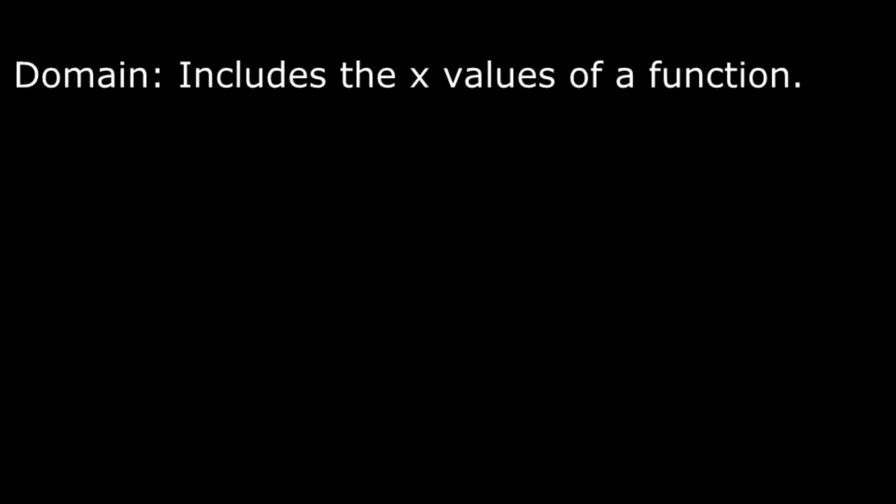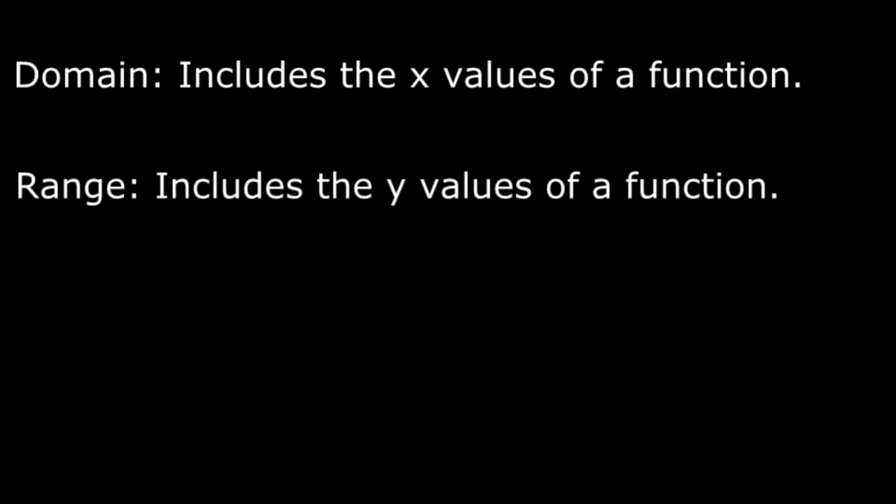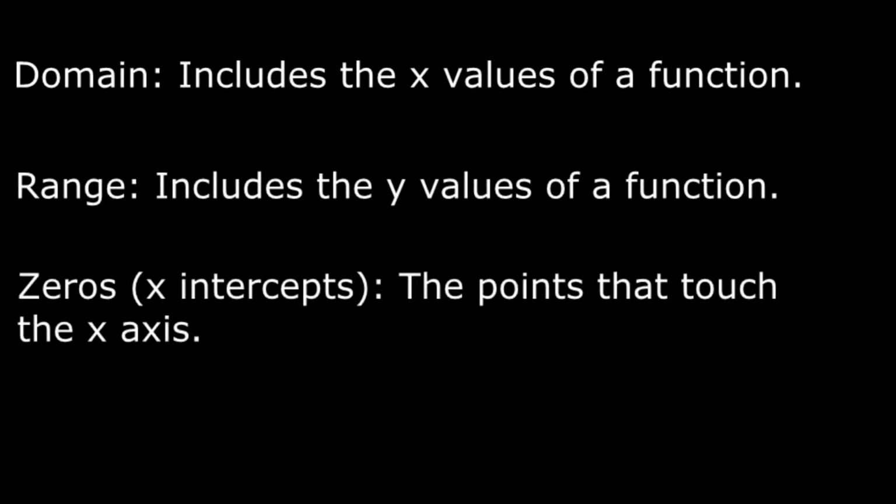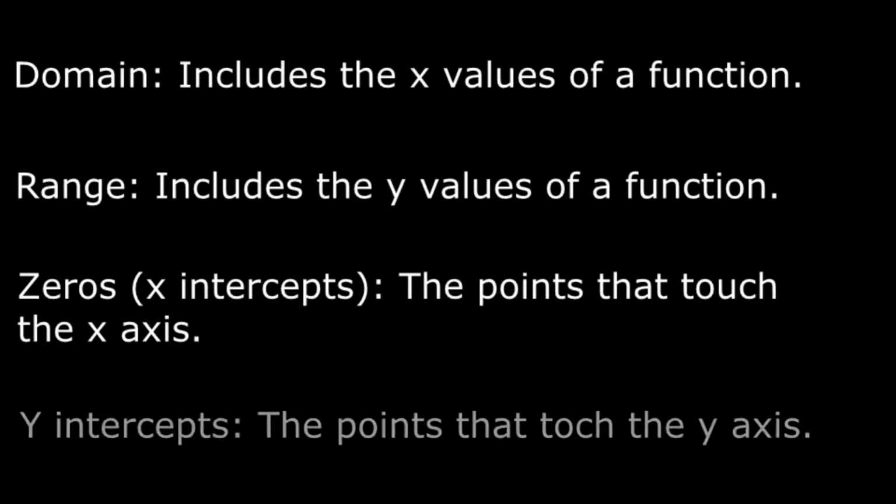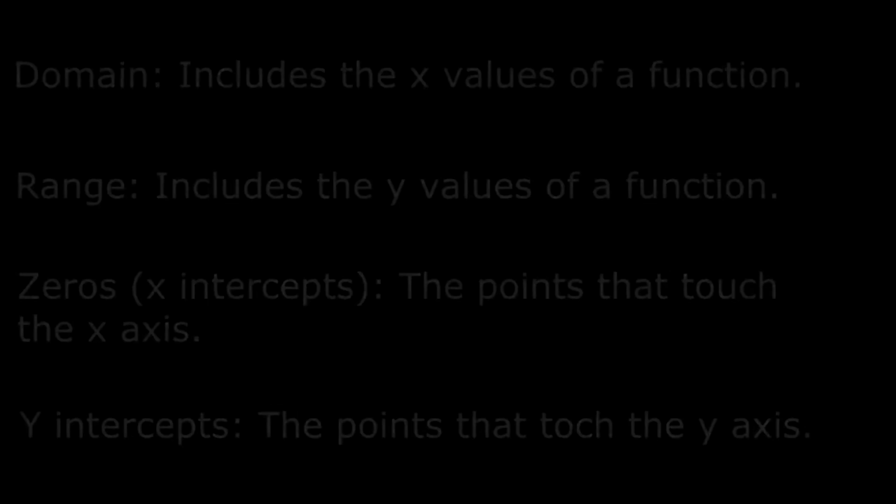The domain includes the x values of a function. The range includes the y values of a function. The zeros, or x-intercepts, are the points that touch the x-axis. The y-intercepts are the points that touch the y-axis. Now, if these words still do not make any sense, the live demonstrations will help you understand. Now let's get to it.